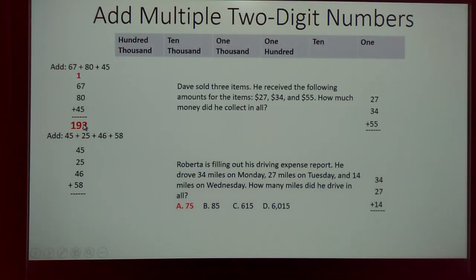Okay? And then you add, and there you go. 7 plus 5 is 12. Well, you only want one digit in the column, so we bring the 1 over, and we add straight down, and that's your answer. Okay? Same principle with this problem right here.